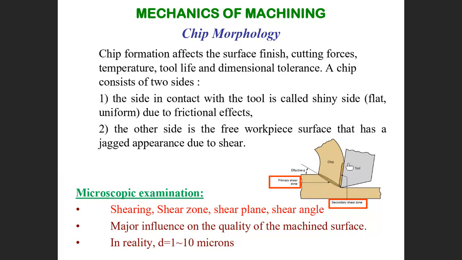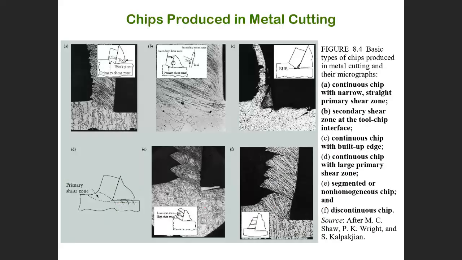Here also there is shearing because the chip is moving. As you can see here, chip is moving in this direction. While the chip moves in this direction, you can see in this area high friction between tool and chip, leading also to another shear, we call it secondary shear zone. So primary shear zone and secondary shear zone.